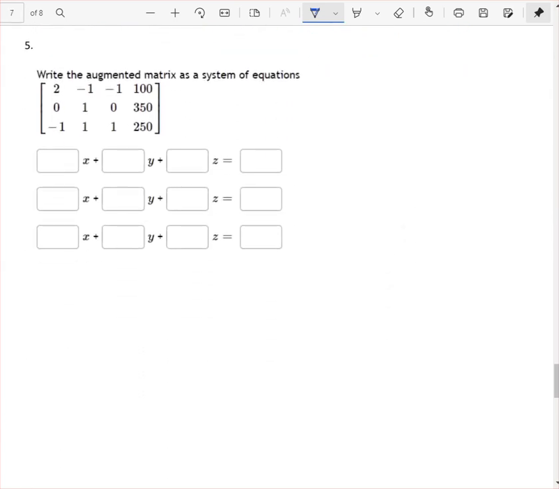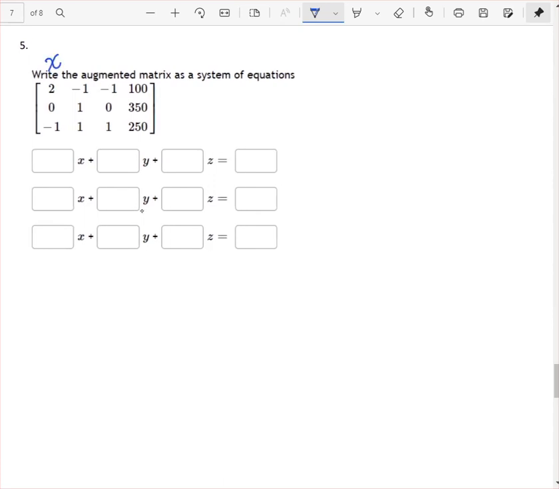The augmented matrix, this is an augmented matrix, write it as a system. So basically the first column has the x's, the y's, the z's, equals, and then the numbers. So to write it as a system, you are basically just copying the numbers into the system of equations.